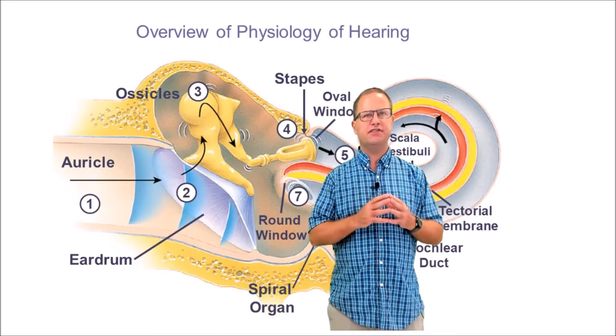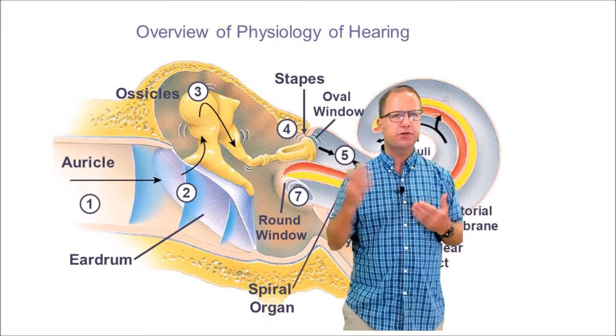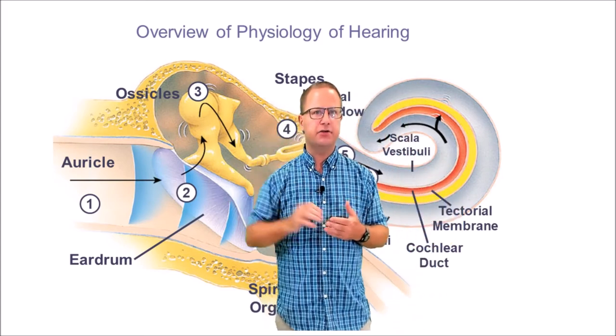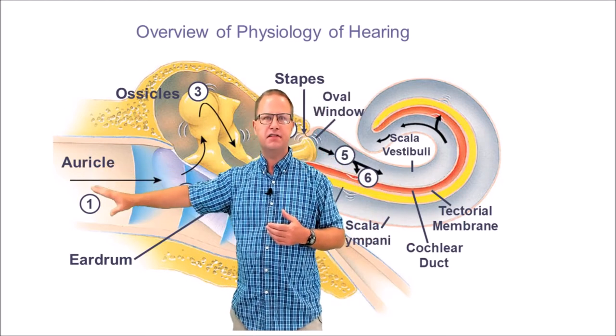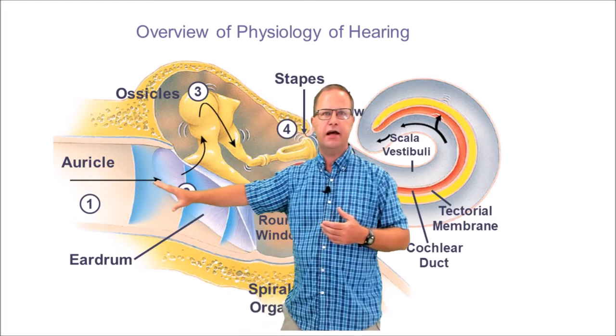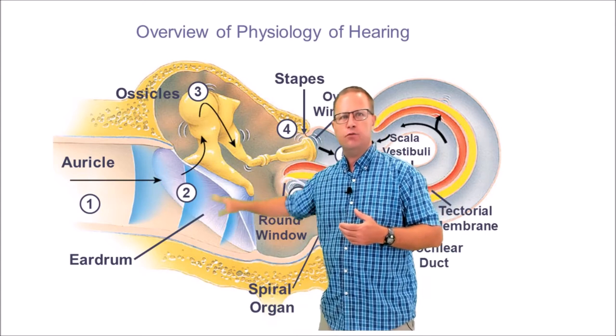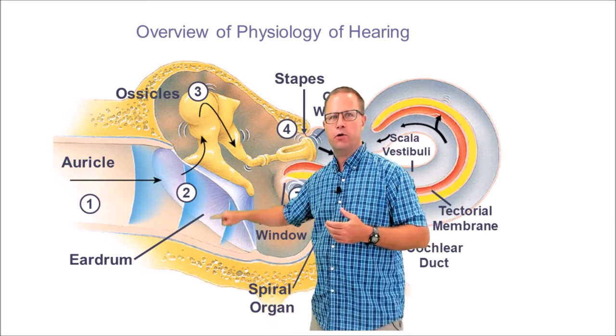Okay, so let's start with step number one. Sound waves are coming in towards your ear. They're being funneled by that external ear, right? This part called the pinna. And the pinna or auricle is focusing this sound into the external auditory canal. Number two, then, those sound waves vibrate our tympanic membrane, or eardrum.